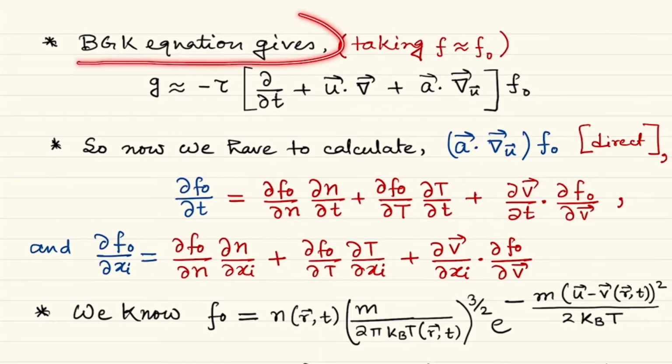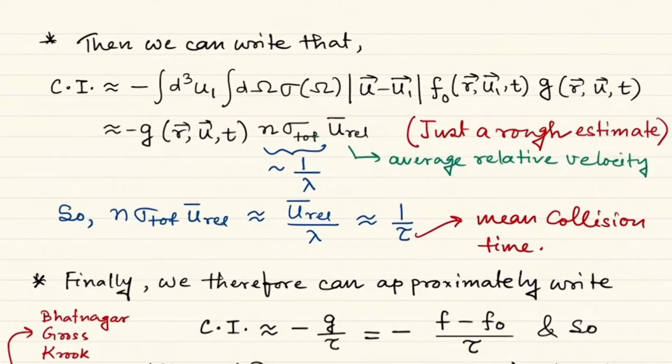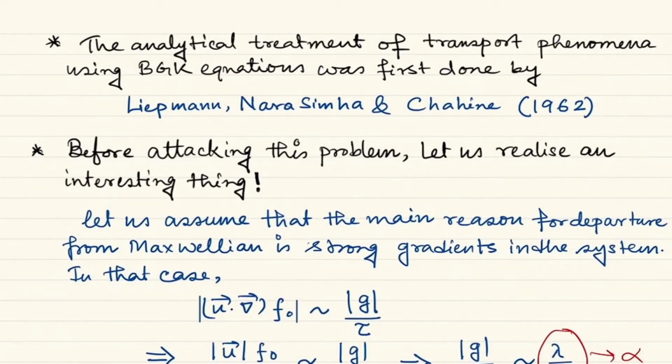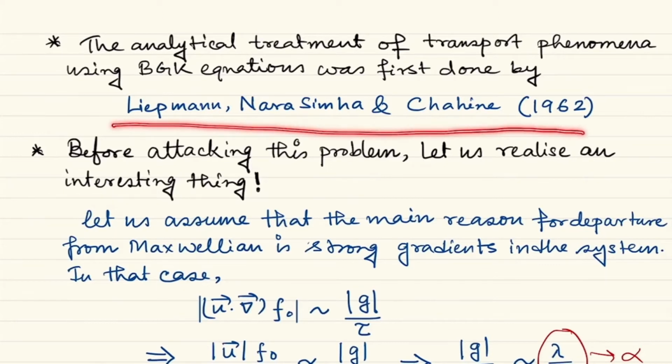the BGK equation considerably simplifies the total formalism just by saying that only one of the terms, that is the last term of the four terms of this expression, is sufficient to adequately recover all the transport phenomena in a usual fluid. Now this was done by three scientists, Lippmann, Narasimha and Shahin.